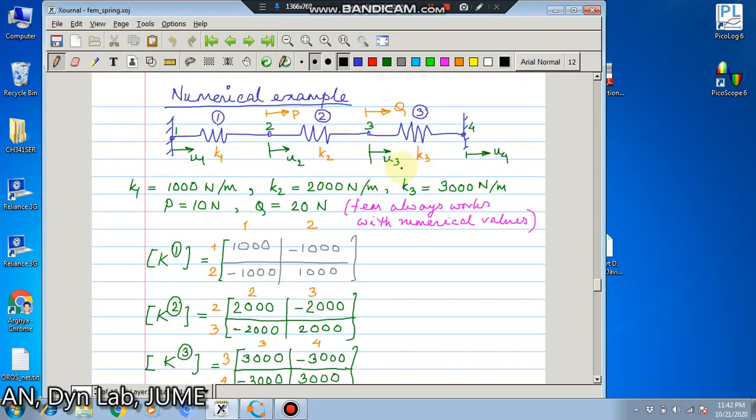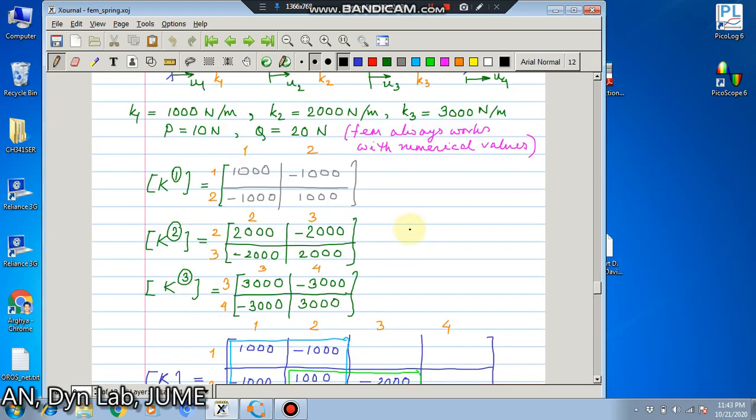Now let us work out one numerical example which will clarify our ideas. So this is a 3-element system where the first node is fixed and the last node is also fixed. So there are 4 degrees of freedom: U1, U2, U3, U4. So the stiffness, you know the values of K1, K2, K3 are given, and P and Q are also given. And you know that finite element always works with numerical values. It can never work with symbols.